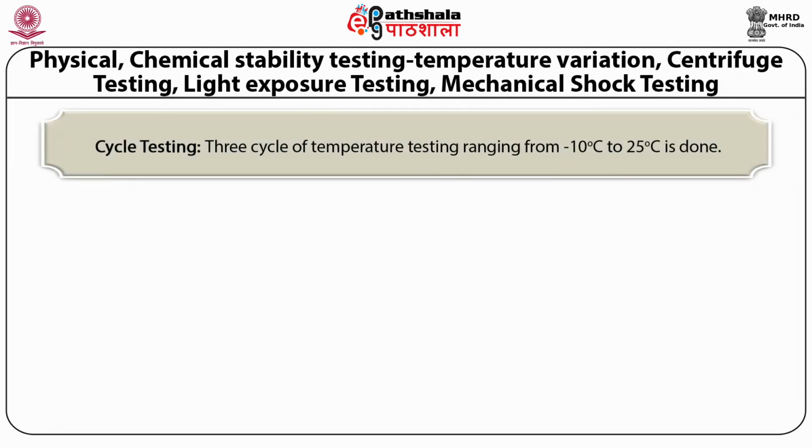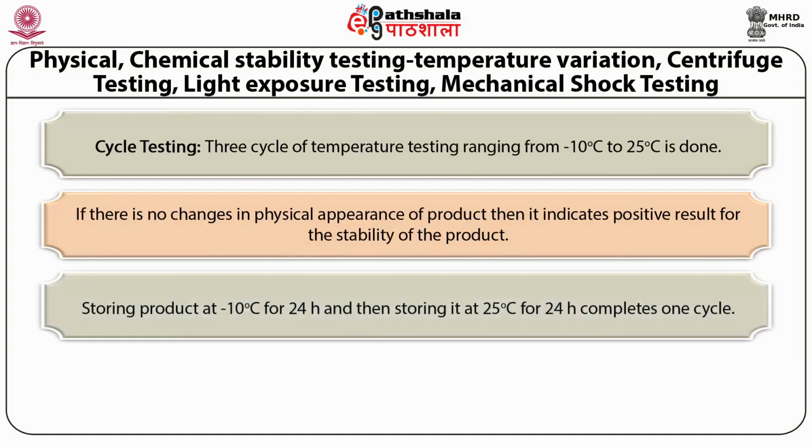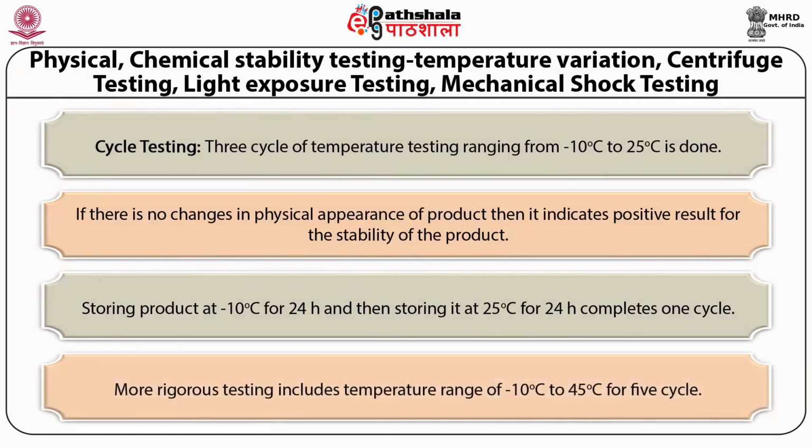Cycle testing, 3 cycles of temperature testing ranging from minus 10 to 25 degrees Celsius, is done. If there is no change in the physical appearance of the product, then it indicates a positive result for the stability of the product. Storing products at minus 10 degrees Celsius for 24 hours and then storing it at 25 degrees Celsius for 24 hours completes one cycle. This process is repeated 2 more times, and more rigorous testing includes a temperature range of minus 10 to 45 degrees Celsius for 5 cycles. If the test is passed, then the cosmetic product, especially emulsion cream, is very stable.